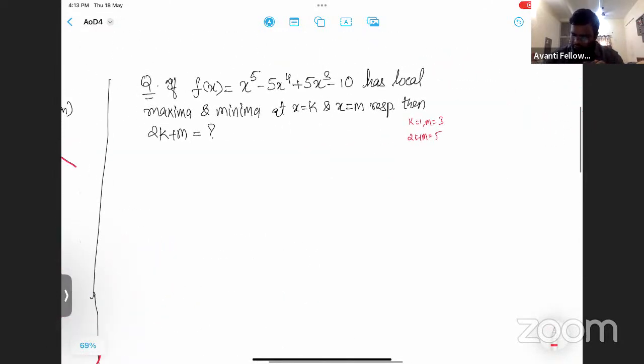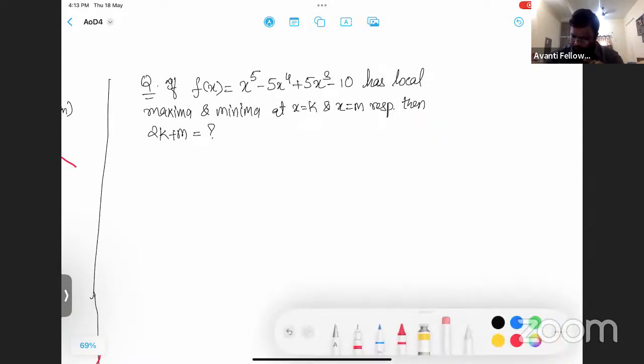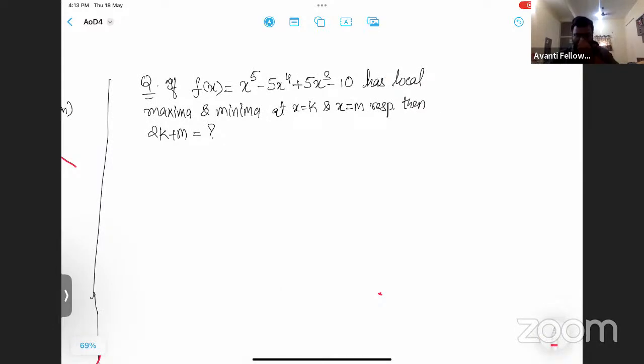This is the question. If f(x) is equal to x power 5 minus 5x power 4 plus 5x cube minus 10 has local maxima and minima at x equal to k and x equal to m respectively, then find the value of 2k plus m. It's a very simple question.